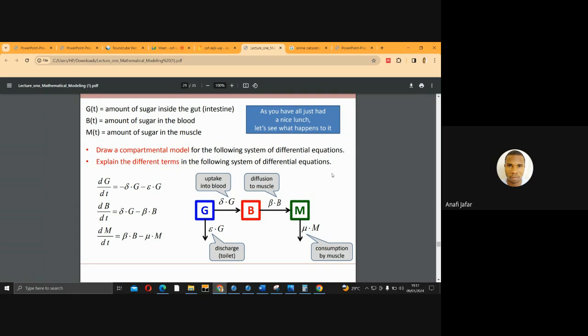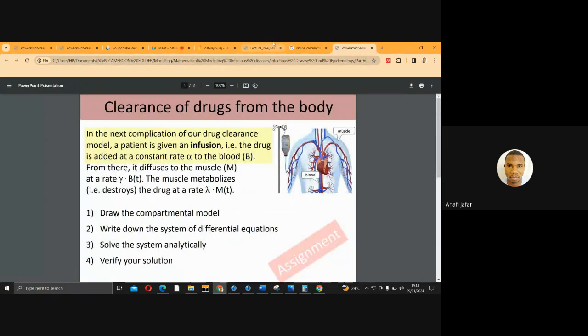Explain the different terms in the following system of differential equations. They only give this differential equation, because you cannot answer this question without understanding this model.